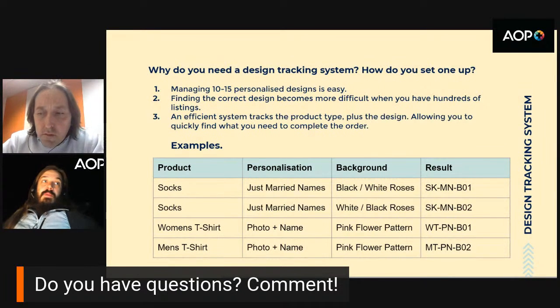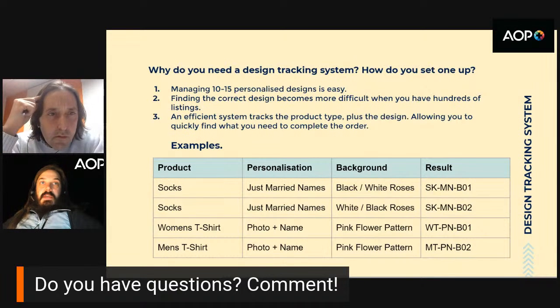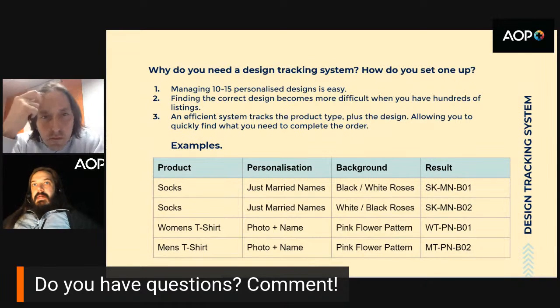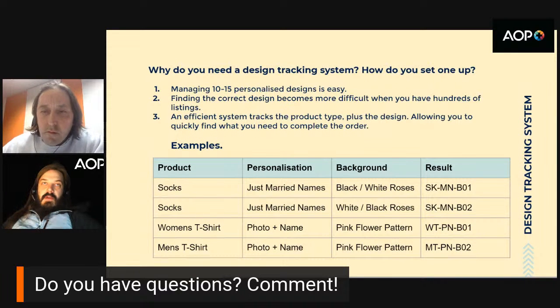So under that, we have women's shirts, men's shirts, and the photo and the name and the pink flower pattern. And so our results there are WTPN and MTPN. So we can very quickly find these particular products. And we'll talk about what we do with these codes in a minute. But that's just a very quick example of the system that we use to track our designs and how they correlate to products and personalization.